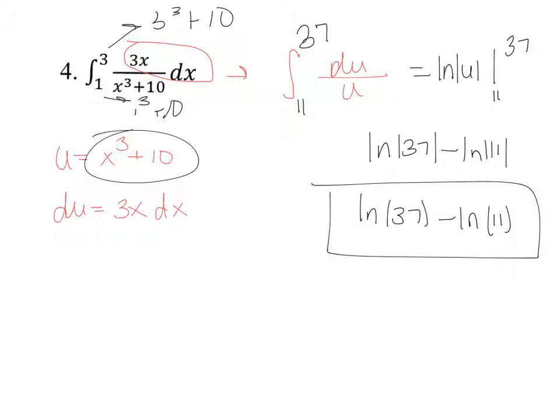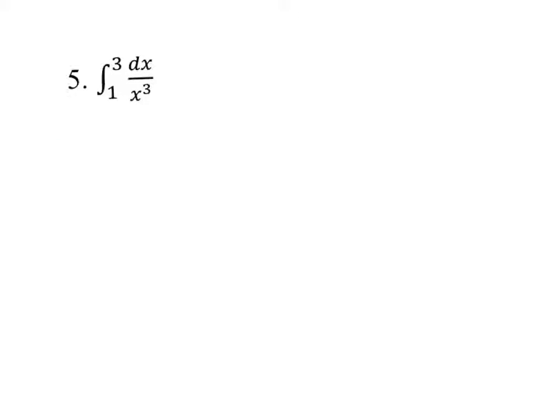There's my answer. Next question is another integration. I have this in the denominator here. So what I'm going to do is bring that up and make it the integral of 1 to 3 of x to the negative 3 dx. Okay, so now I'm going to integrate it by adding 1.